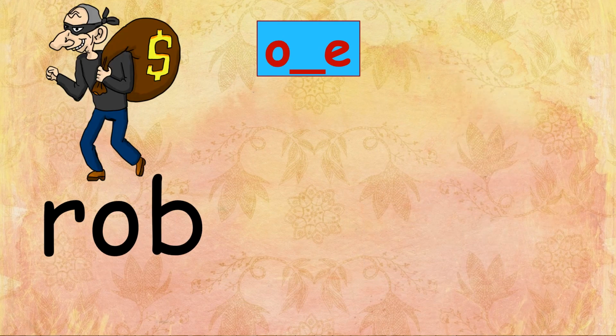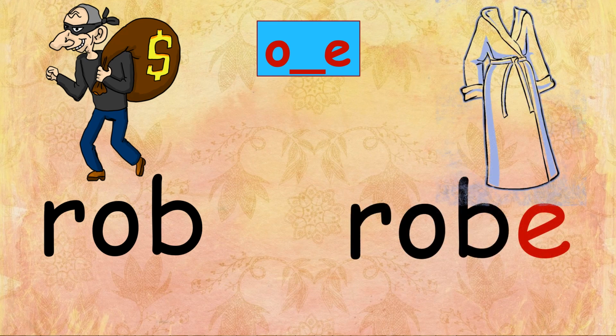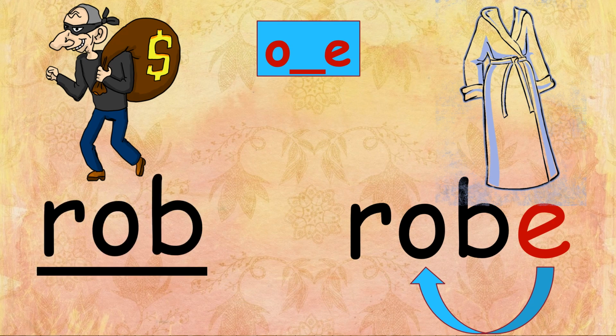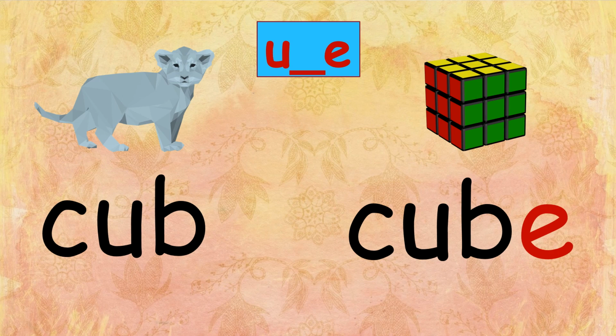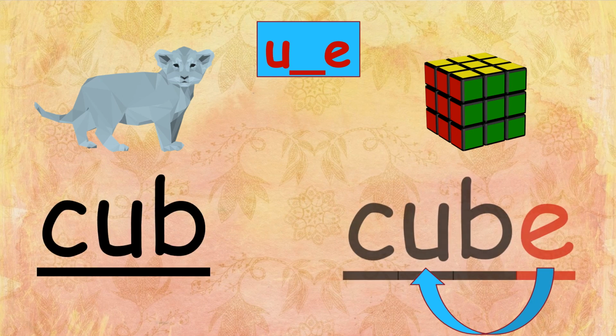The word rob changes to robe as the silent E makes the vowel say its name. O, obe, robe, rob, robe. The word cub changes to cube as the silent E makes the vowel say its name. U, k, ube, cube, cub, cube.